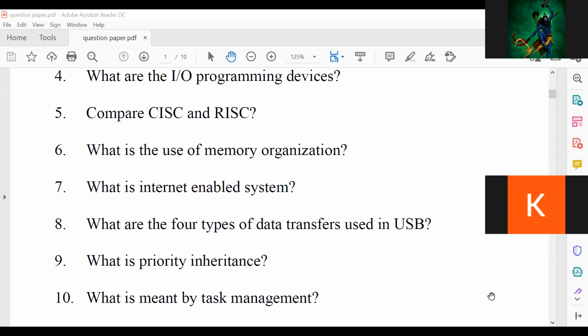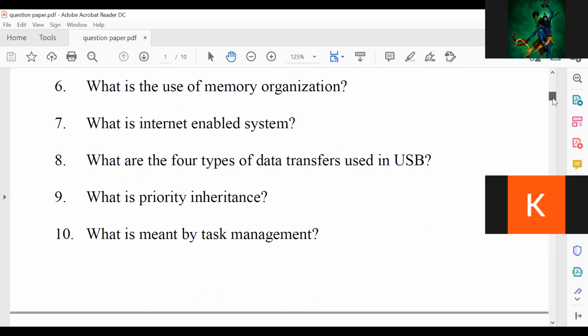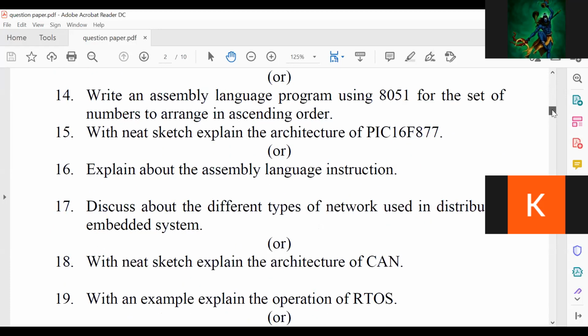Then for USB, I still haven't taught the topic. What are the four types of data transfer in USB? Okay, that we will see.